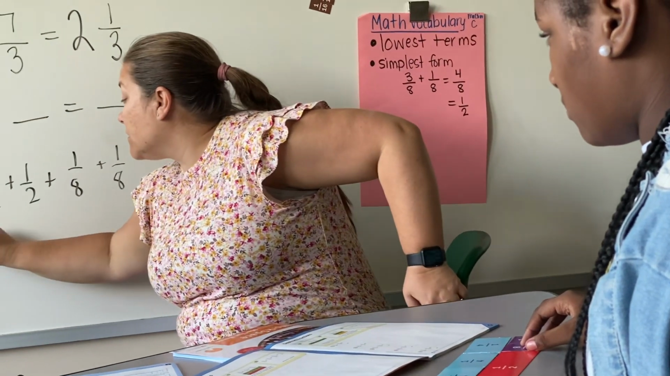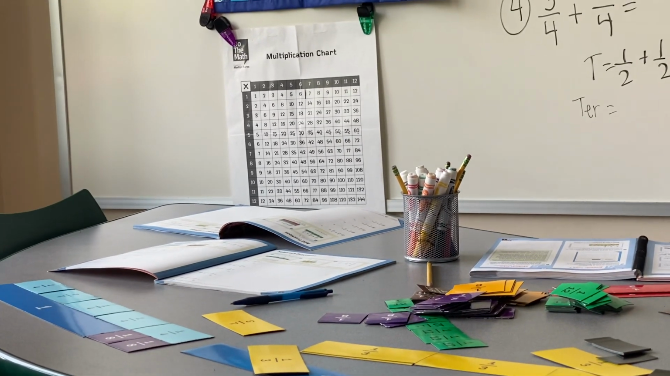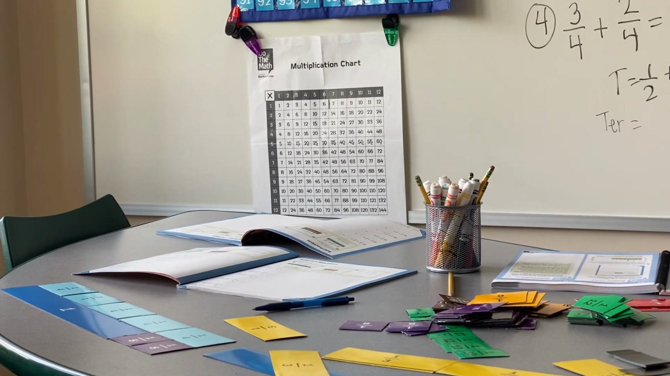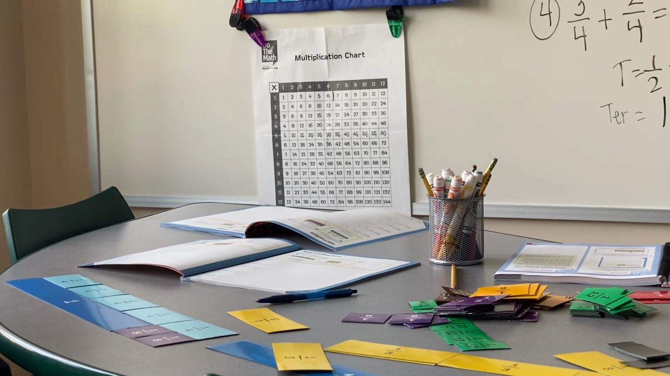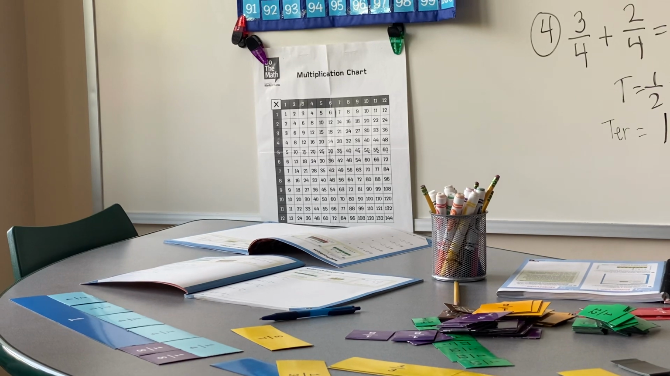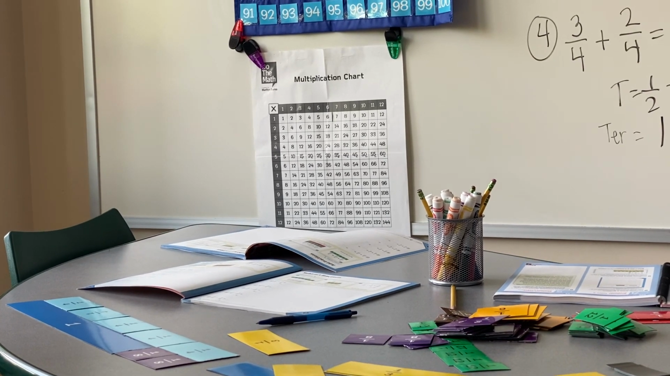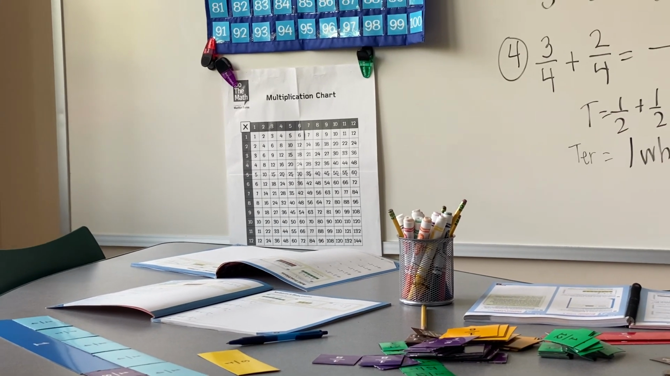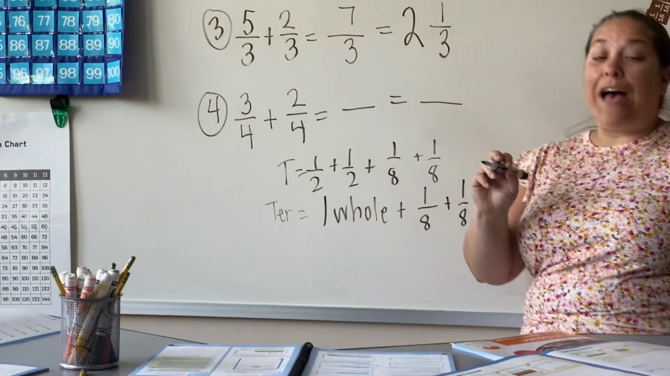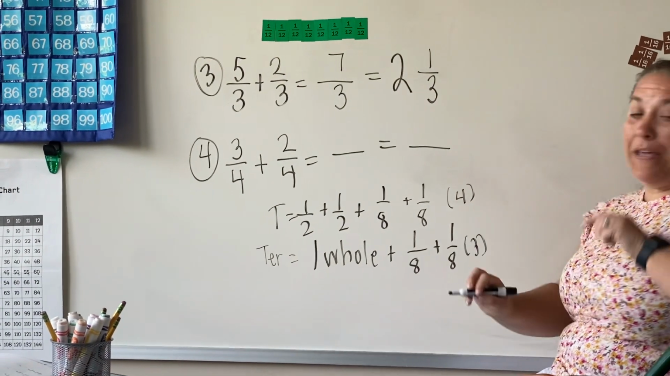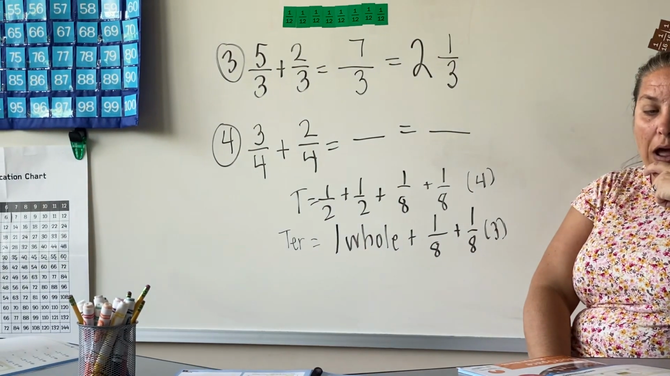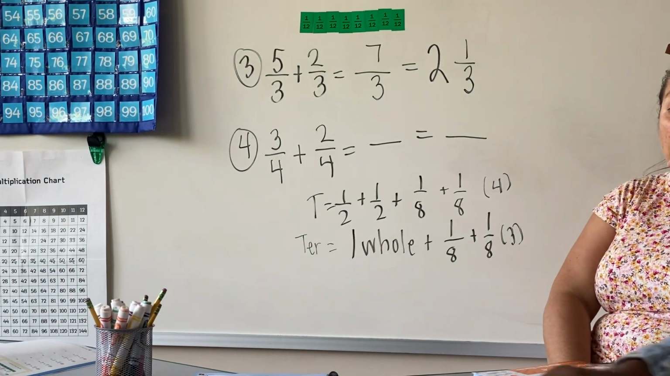Okay, Terrence used what? A half and, oh, what's that blue one? A whole. One whole. So you used 1 whole and 2/8. I love it. Okay, so now you used 4 pieces. He used 3 pieces. How could Taylor?